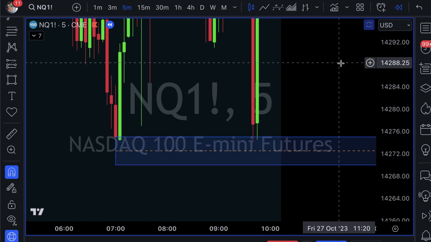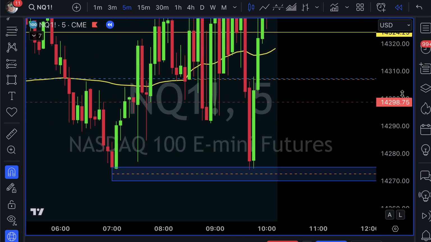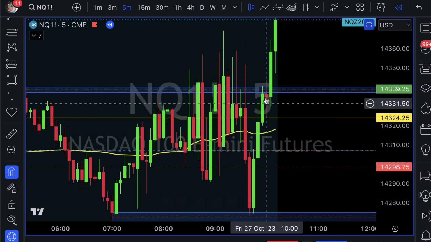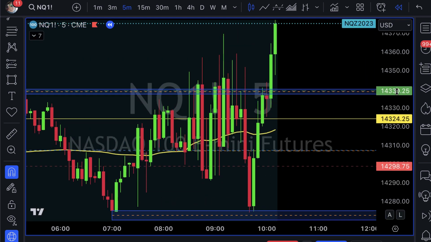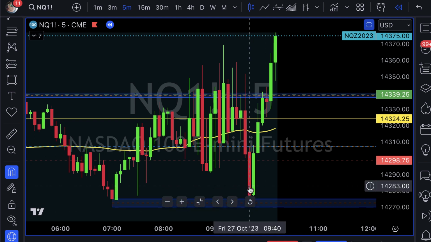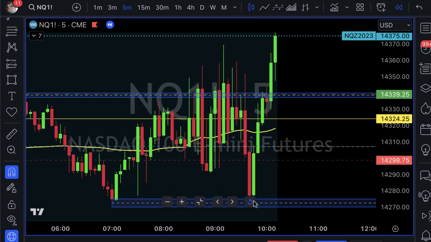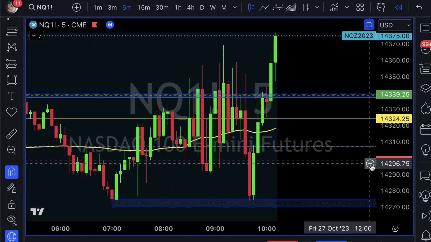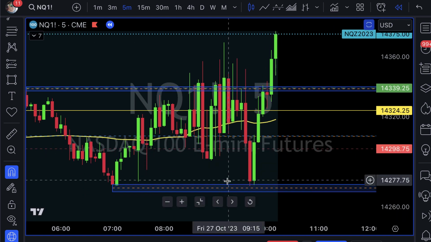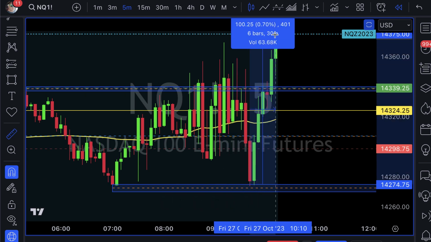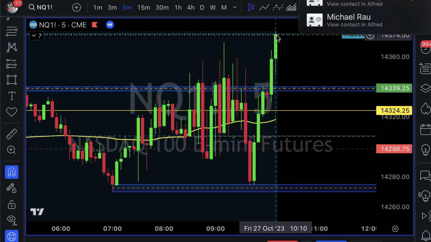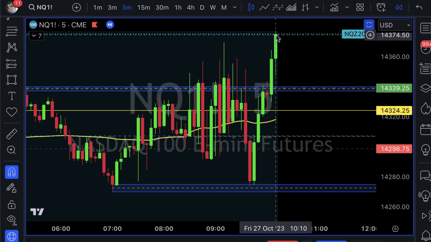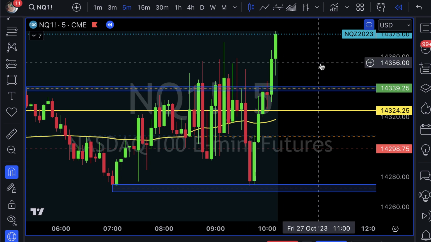Here's the crazy thing. If you had taken that entry, look, it blew up out of here. So you would have had to wait until 9:45 a.m. So the market would have been open an hour and 10 minutes. So from that point to here was a 400 point move. 400 times 5, that's a $2,000 move for a single contract.